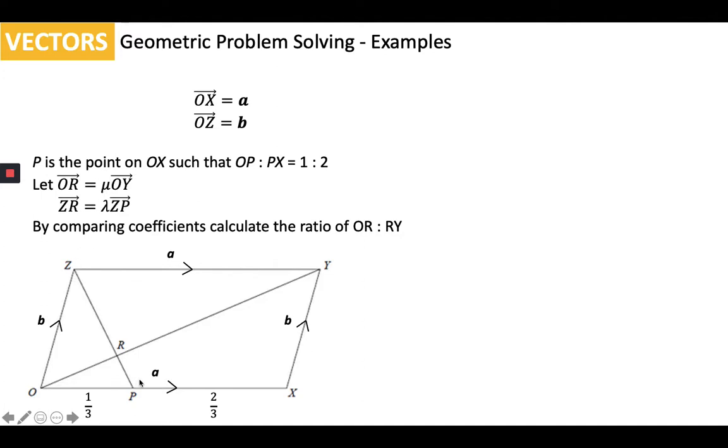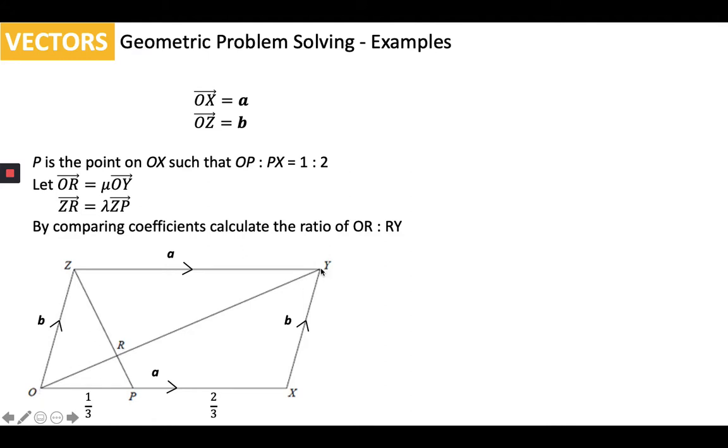I've got Z to R is mu lots of Z to P. So again, I don't know what fraction of the way along Z to P the point R is. So this is an unknown fraction of the way along this, but it means it's on both lines, this point R. And these two fractions of the way along will show me where it is on each of those lines. And what I want to find is the ratio of O to R and R to Y.